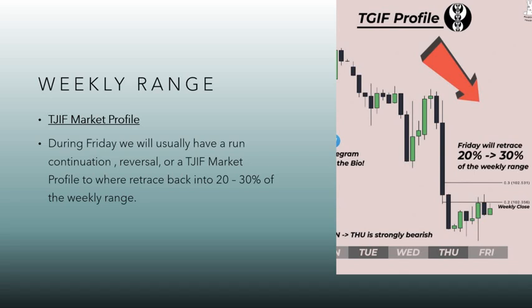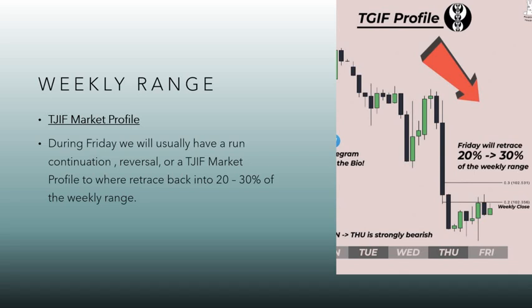And finally, we have Friday. So Friday, we will usually have an algorithm. It's called the TGIF Friday Market Algorithm. Okay, so during Friday, we will usually have a run, continuation, reversal, or a TGIF Friday Market Profile to where we retrace back into 20 to 30% of the weekly range.